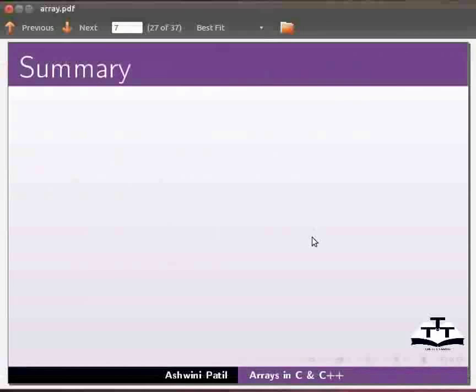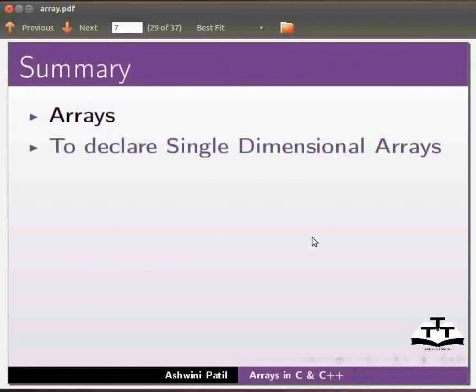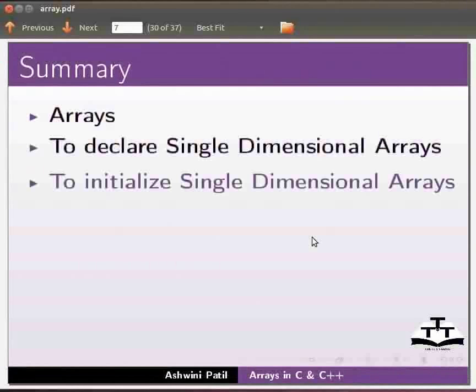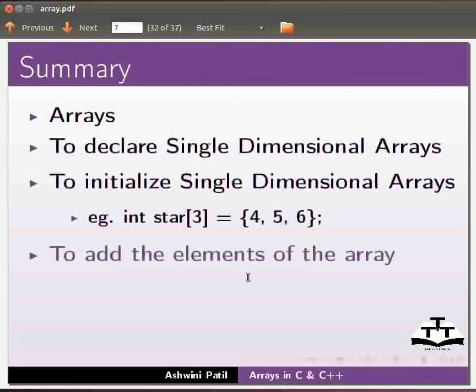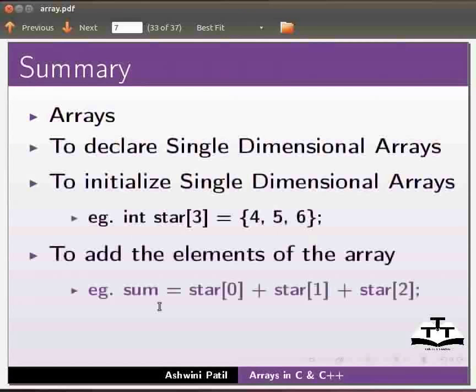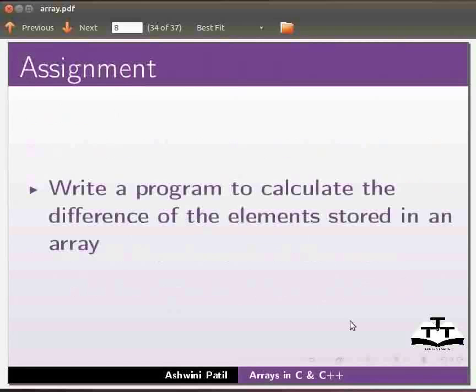Let us summarize. In this tutorial we learned arrays, to declare single dimensional arrays, to initialize single dimensional arrays. Example, int a[3] is equal to {4, 5, 6}. To add the elements of the array. Example, sum is equal to a[0] plus a[1] plus a[2]. As an assignment, write a program to calculate the difference of the elements stored in an array.